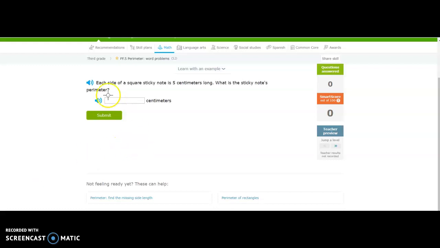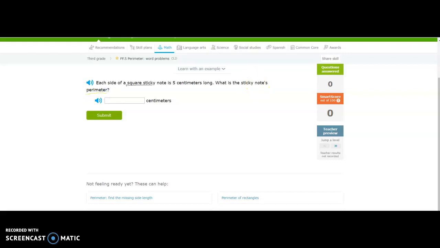Let me show you. So this example says each side of a square sticky note is 5 centimeters long. What is the sticky note's perimeter? Okay, important words to know. It's a square sticky note. And they want to know the perimeter.